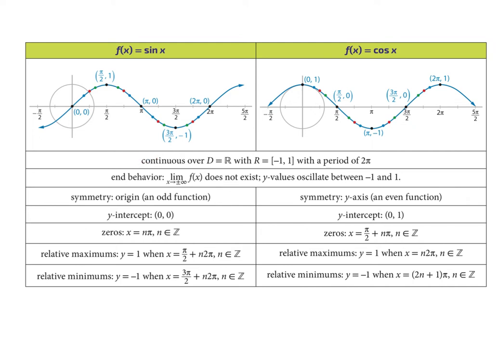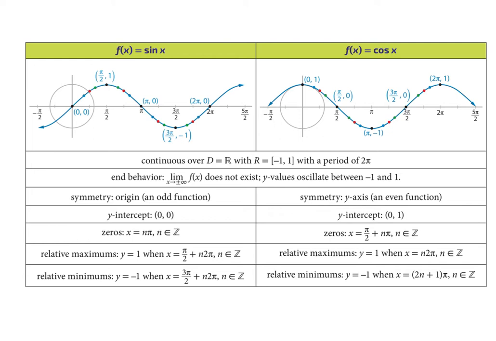It is continuous. It oscillates. So it literally just goes back and forth, right? It doesn't move towards a specific point as you get to infinity. It just goes back and forth between 1 and negative 1. Your standard sine function is symmetric to the origin. You can see that it crosses here and mirrors across.